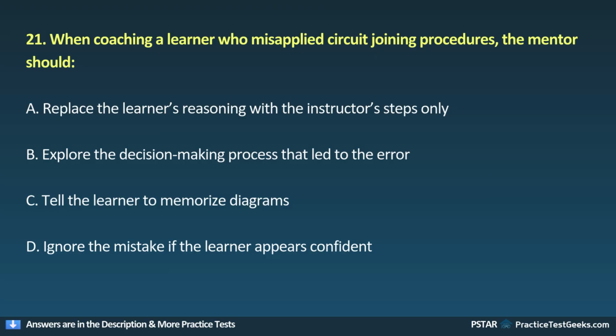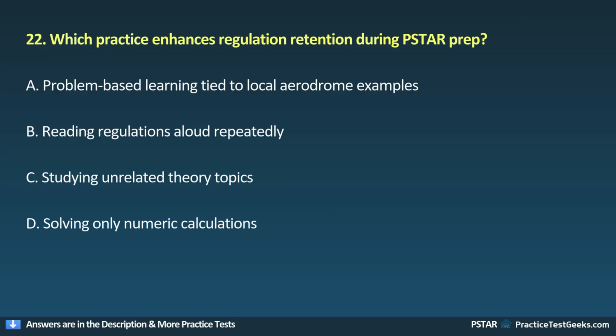21. When coaching a learner who misapplied circuit joining procedures, the mentor should: A. Replace the learner's reasoning with the instructor's steps only. B. Explore the decision-making process that led to the error. C. Tell the learner to memorize diagrams. D. Ignore the mistake if the learner appears confident.